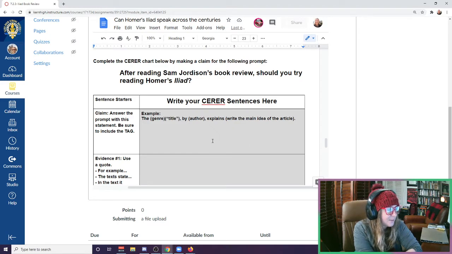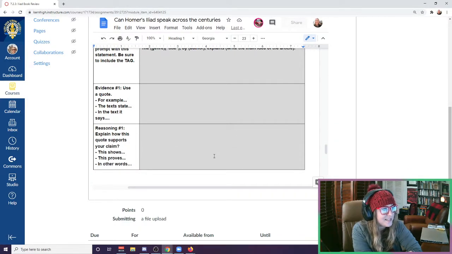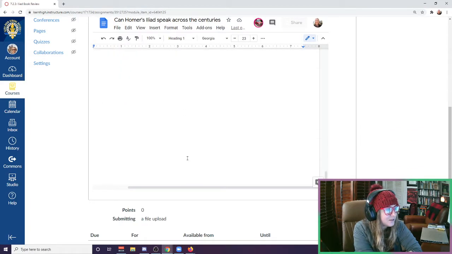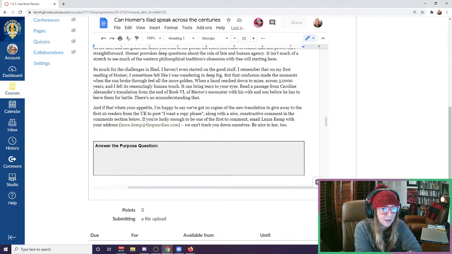Okay, and so you'll make a claim about the statement. You'll tell me, the author, Sam Jorgensen, explains in his book review why you should or shouldn't read the Iliad. And then you'll find me evidence from the reading to support your claim. And then you'll back it up with reasoning. And then you'll find more evidence and more reasoning. And then you'll wrap it up in a concluding sentence. And then you'll have a paragraph. And you'll be happy. I'll be happy for sure.